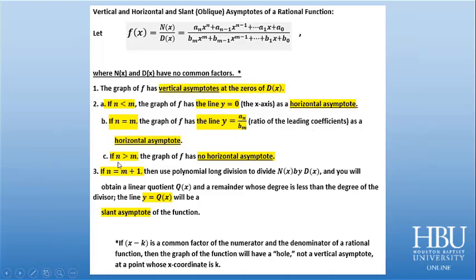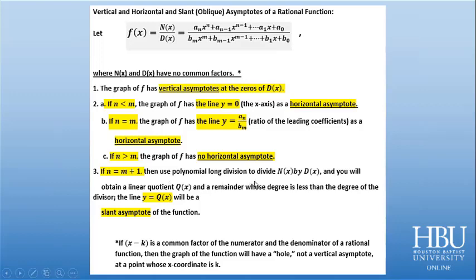If the degree of the numerator is greater than the degree of the denominator, then the graph of f has no horizontal asymptotes. What about slant or oblique asymptotes? If the degree of the numerator is exactly one more than the degree of the denominator, then you are going to have a slant asymptote. Here's how you find it.